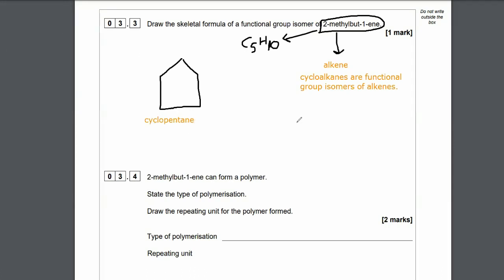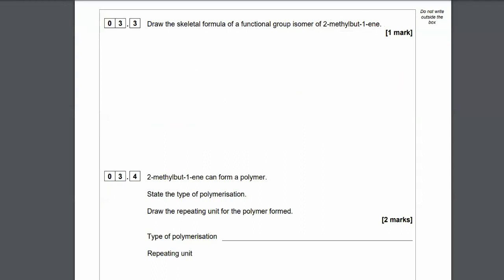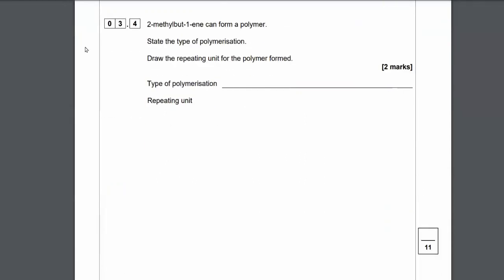Now, if I had propene, I would have cyclopropane. So it doesn't contain the double bond. That's why we say it is a functional group isomer. Let's move on to 3.4 because that was just a one marker.